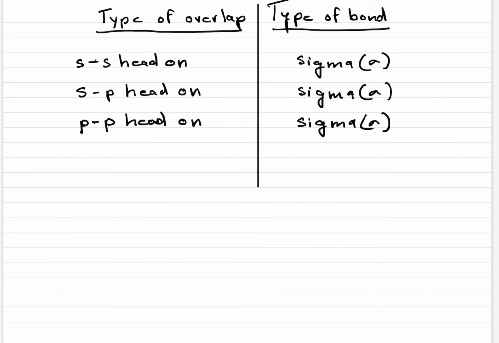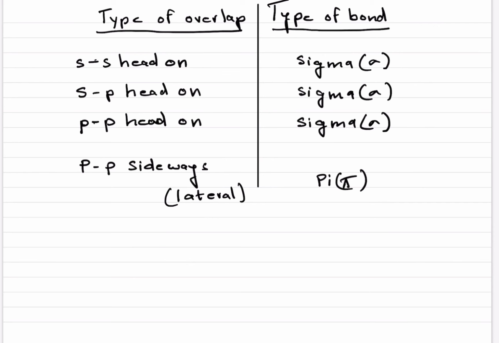And finally we talk about the P sideways, that is lateral. When we talk about sideways, we can also call it lateral, and this will be a pi bond. Let's not write pi bond, just put the symbol over there.